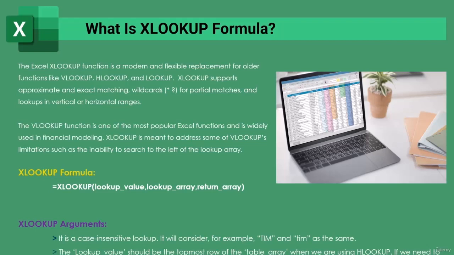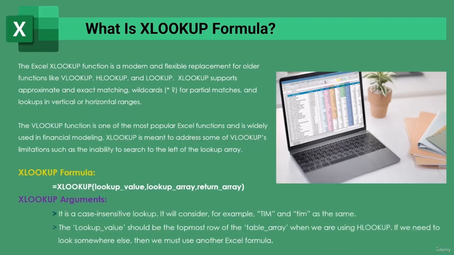Xlookup is meant to address some of Vlookup's limitations, such as the inability to search to the left of the lookup array. So the Xlookup formula takes the lookup value, lookup array, and return array. It is that simple. Now, Vlookup is a case insensitive lookup system.